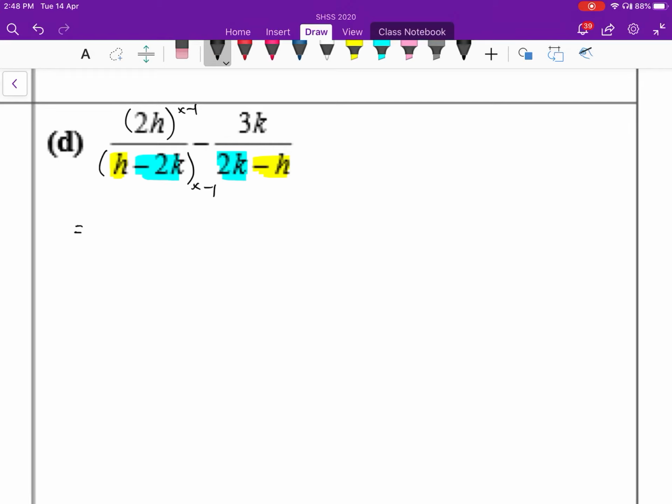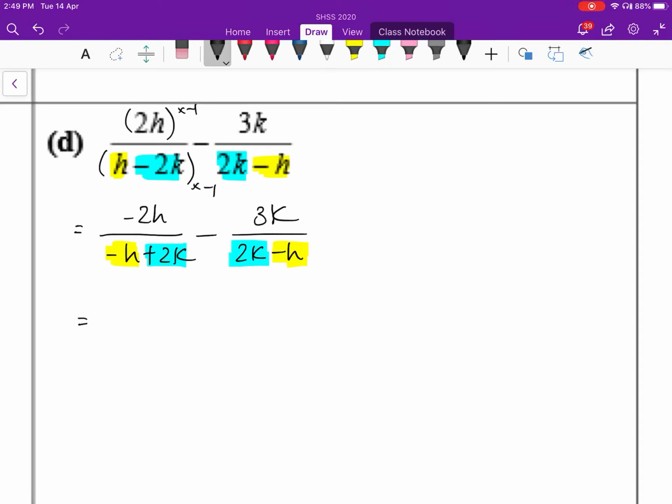You will see what I mean later. If you multiply by negative 1, the numerator will be negative 2h. The denominator will be negative h plus 2k. And on the right side, there is no change. Let's see. Minus h, minus h. Positive 2k, positive 2k. Are the denominators the same?